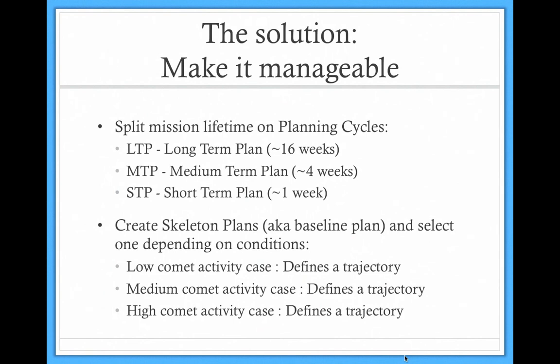The problem described so far is pretty complex, so how do we make it manageable? First, we split the lifetime into smaller segments: long, medium and short-term plans. An LTP takes 16 weeks, containing 4 MTPs. An MTP takes 4 weeks, containing 4 STPs. To handle the unpredictability of the environment, we provide 3 skeleton plans for 3 levels of activity: low, medium and high, and each one of them defines a trajectory. Depending on the observed level of activity on the comet, we will choose a plan and its trajectory.